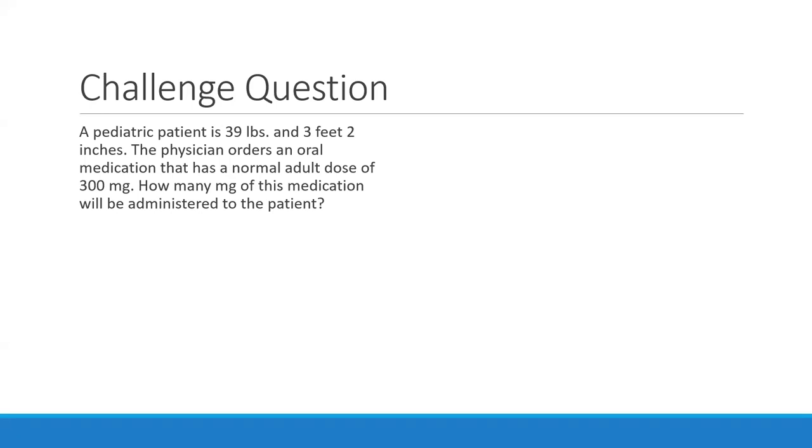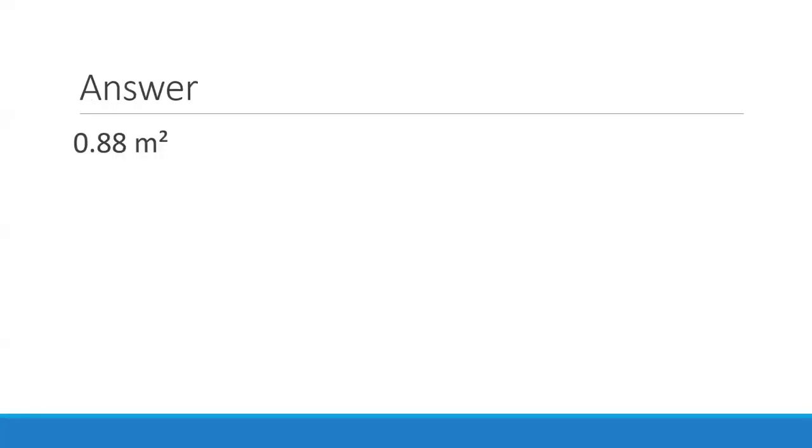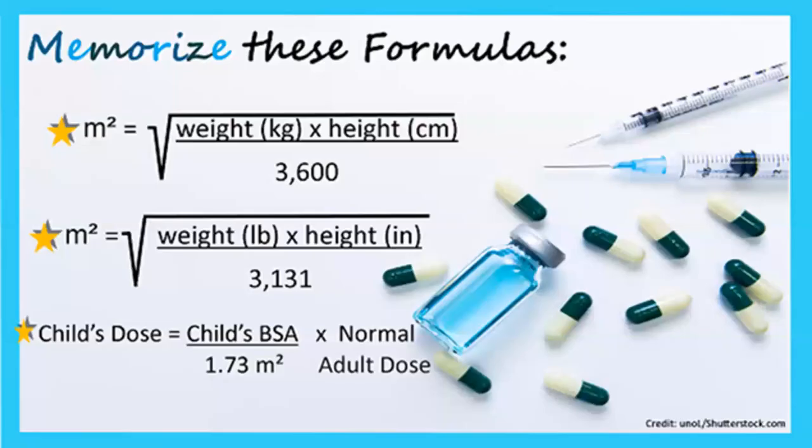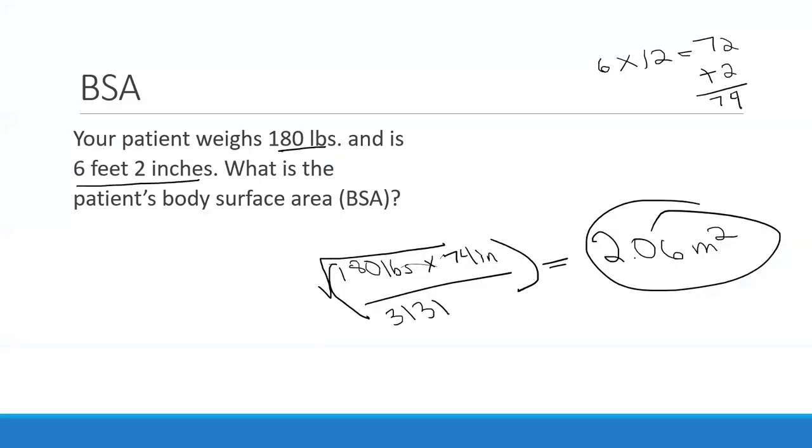Okay. So now we are doing our next challenge question. A pediatric patient is 39 pounds and is 3 feet 2 inches. The physician orders an oral medication that is a normal adult dose of 300 milligrams. How many milligrams of this medication will be administered to the patient? So remember, since we're doing the adult dose here, we have to use that formula we had. So that formula is child's dose equals child's BSA over 1.73 times adult dose.